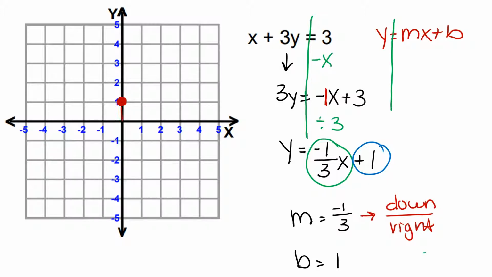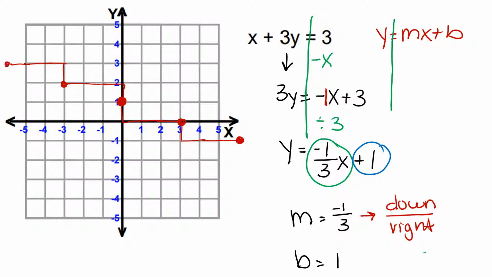So we're going to go down 1 and then right 3. It goes off the graph a little bit. That's okay. Once we get to the edge, we're going to go the opposite direction, up 1 and over 3, following our pattern so we can get a straight line.